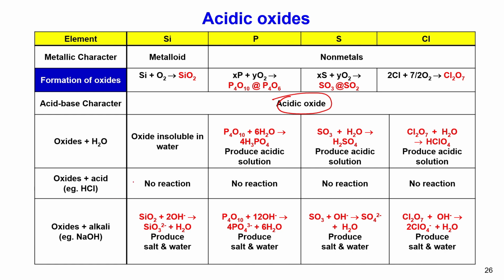Dengan asid, semua tiada tindak balas. Sebab apa tak ada tindak balas? Kerana dia memang sudah asid. Jadi asid dengan asid tiada tindak balas. Kecuali kita tambahkan alkali, dia akan produce salt and water. Salt and water, salt and water. So this one untuk acidic oxide bagi group 14, 15, 16, 17. Untuk oxide ini kita cuma bincang variation untuk elemen in period 3 sahaja.